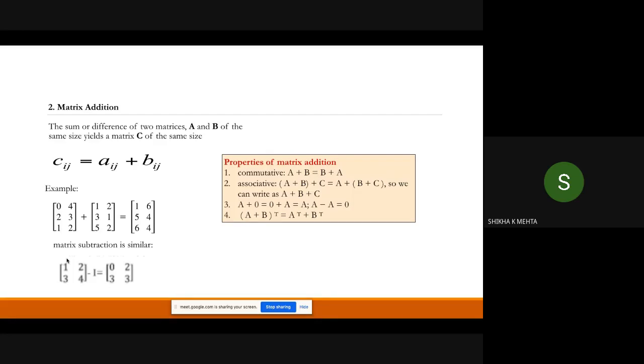Similarly, when we go for subtraction, we subtract the corresponding elements of these two matrices. So what will be the subtraction result for these two matrices whose addition is given? Anyone tell me what will be the answer?